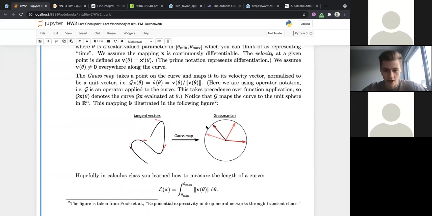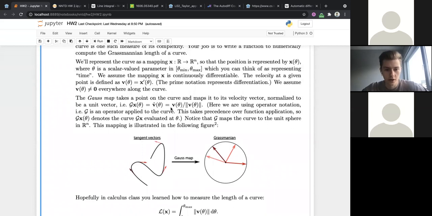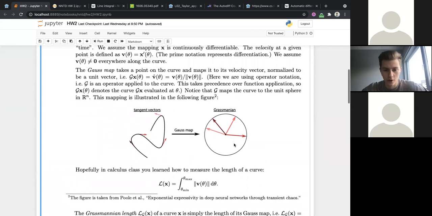Just to remind you how we got here, we took the derivatives and normalized them. So the whole thing is pretty simple in terms of how to calculate it mathematically. It's also pretty similar in code, as I'll show you later.